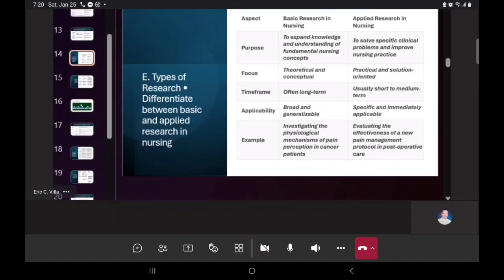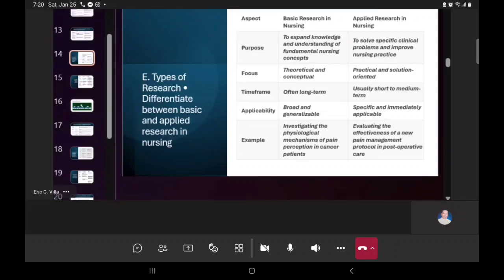Applied research, on the other hand, focuses on solving specific clinical problems and improving nursing practice. It takes the knowledge generated by basic research and applies it to real world situations. Applied research in nursing is typically more practical and solution oriented, with a clear focus on improving patient or healthcare delivery.